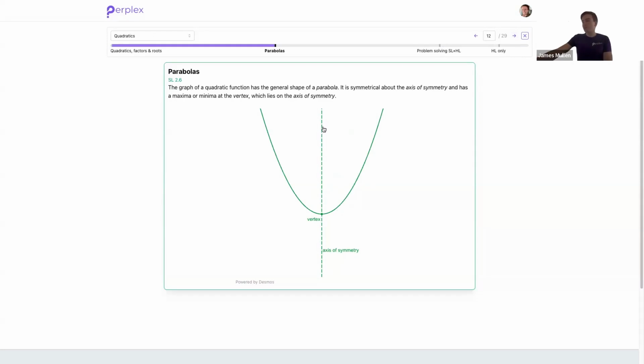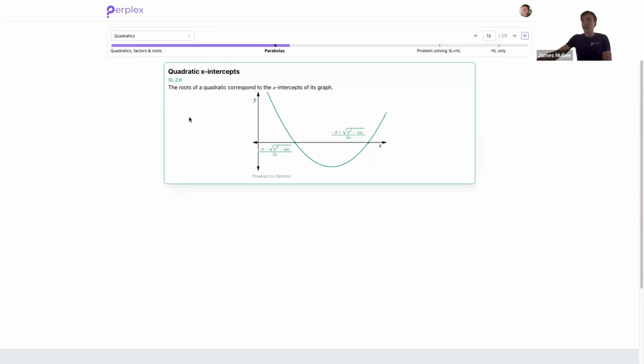Two important features to notice about the quadratic are that it is symmetric, right? There's a left side and a right side that are mirror images of each other. And there's a vertex. There's either a minimum or a maximum point, depending on which way the parabola is pointing. It can be concave up or concave down, depending on whether the U is up or down. The x-intercepts of the quadratic are the values where y is equal to 0, which are just going to be the roots that we talked about earlier.